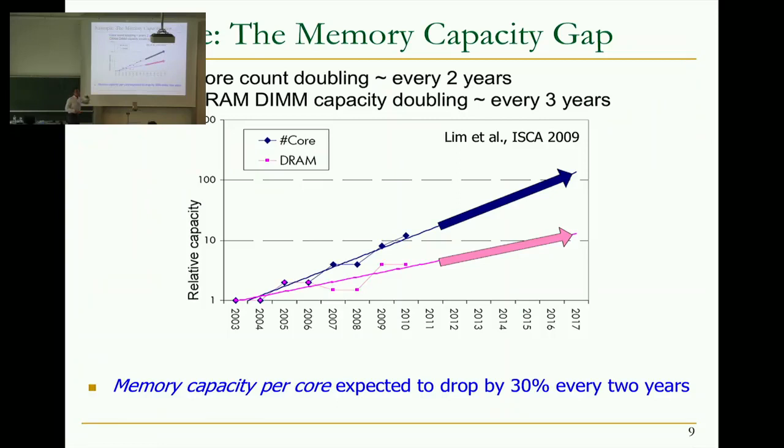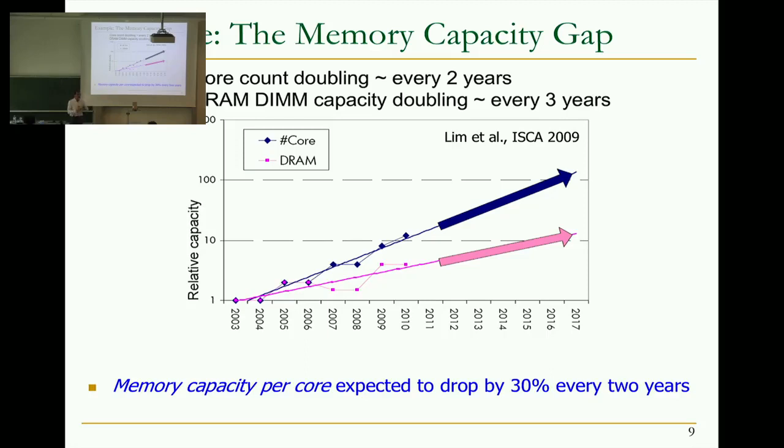So this is one example. This is from a paper that was published in ISCA in 2009 by HP Labs and University of Michigan that essentially showed that core count is doubling approximately every 2 years, but DRAM capacity is not doubling as fast, which means that there is a memory capacity gap, which is not good for the software that's written on top of these systems, because memory capacity per core or per thread is dropping by 30% every 2 years, according to their projections. This is not good because software has always relied on having more memory capacity per thread or per core.